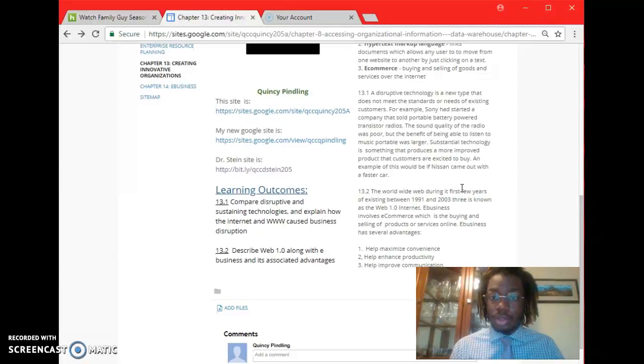Now, substantial technology is something that produces a more improved product that customers will be more excited to buy. An example of this could be a new car that comes out that's faster, more efficient, better handling. If Nissan came out with a better car that had better handling, or Infiniti came out with a car that had better handling than the car before, this would be known as substantial technology.